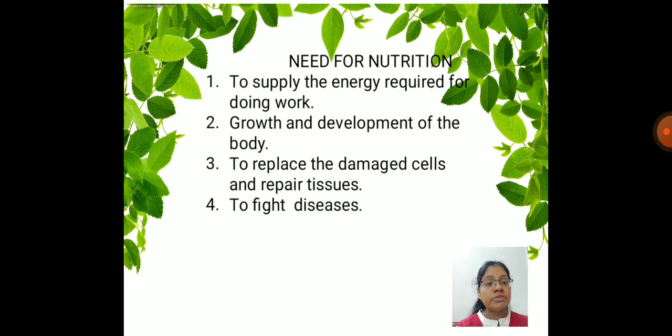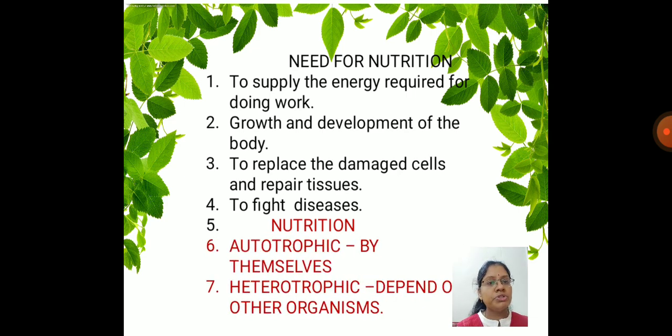nowadays we are fighting against a lot of diseases. For that you should have a good amount of nutritious food. You should have a good amount of greens, vegetables, fruits, so that your body can fight against diseases. So these are all the needs for nutrition. Next we are going to see the two different types of nutrition: autotrophic nutrition and heterotrophic nutrition.